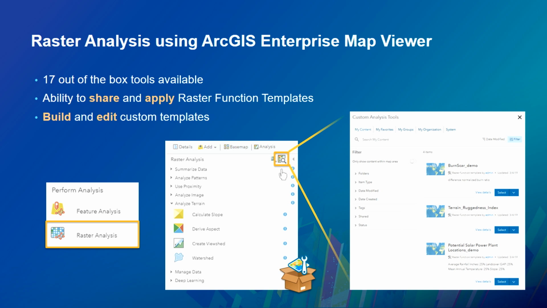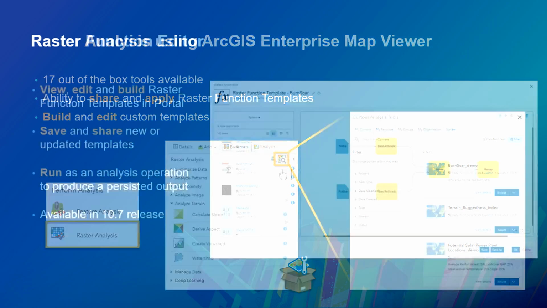Currently, we have 17 out-of-the-box tools available for raster analysis on MapViewer in ArcGIS Enterprise, and you have the ability to share and apply raster function templates through raster analysis and produce persisted output layers. What's really exciting is that now you can build and edit custom templates on MapViewer by using our newly developed raster function editor.